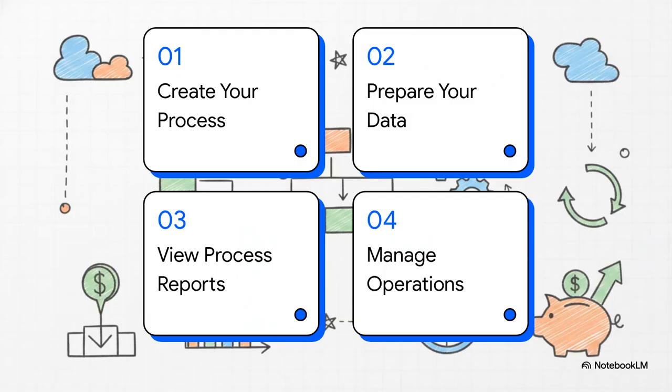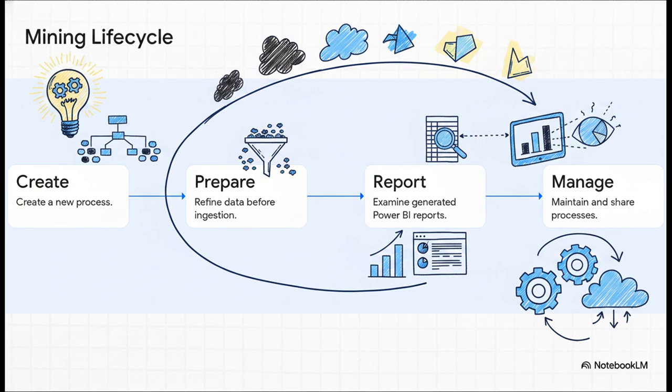So here is the agenda for our explainer today. We've got step 1, create your process. Step 2, prepare your data. Step 3, view process reports. And step 4, manage your operations. These 4 sequential stages, create, prepare, report, and manage, make up the entire core process mining lifecycle. This specific sequence is exactly how you take all that background operational noise and drag it right into the light, turning it into a highly visual, super easy to understand workflow.